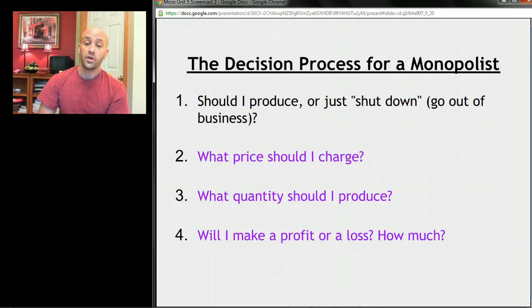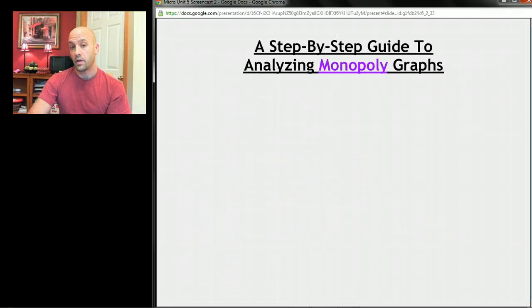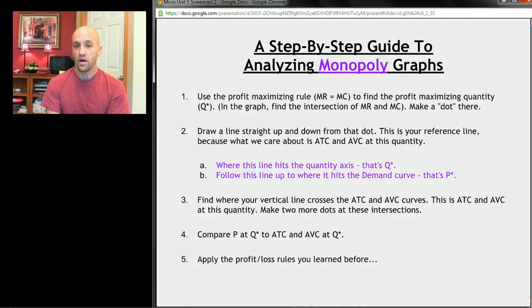The other three questions, what price should I charge, what quantity should I produce, and will I make a profit or not, are pretty similar to the way the perfect competitor operated, but it's slightly different. So what I'm going to offer you is a different step-by-step guide. Now I gave you one of these for perfect competition. I'm going to give you the same thing for a monopolist. I'm not going to go through all the steps here now, but I want you to just point out that the monopolist step-by-step guide is pretty similar to the perfect competition one with a couple minor variations, and I put those minor variations in purple. So we'll be referring back to this guide as we go, and I'll take them step by step.